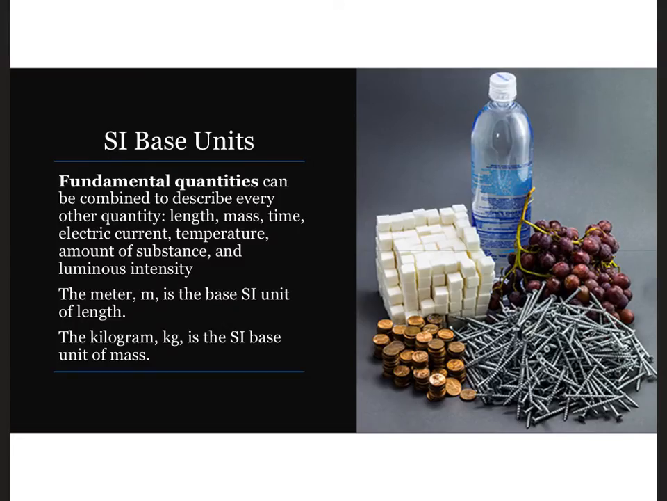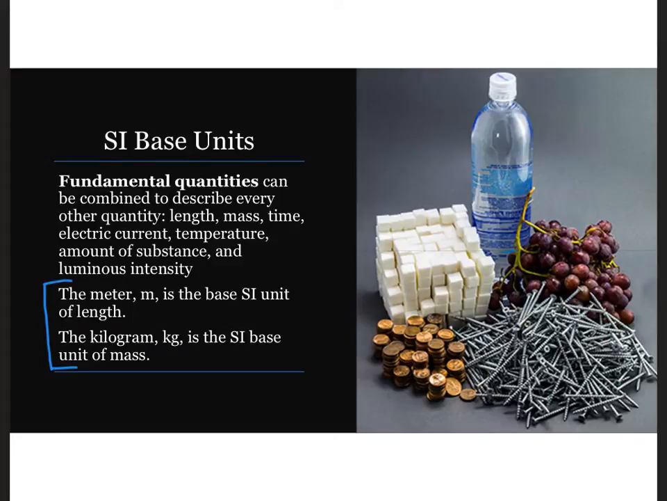Length, mass, time, electric current, temperature, amount of substance, and luminous intensity are fundamental quantities that can be combined to describe every other quantity. These units are defined by a particular physical measurement, such as the length of a path of light, and are collectively called base units or fundamental units.